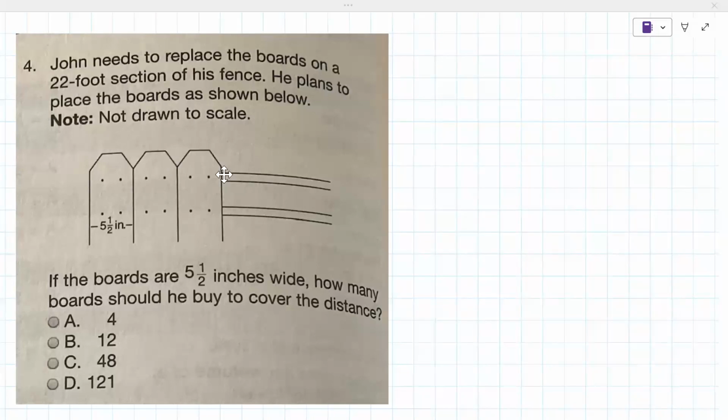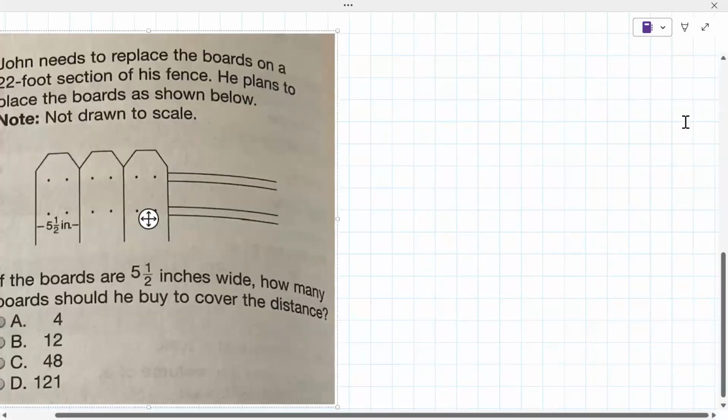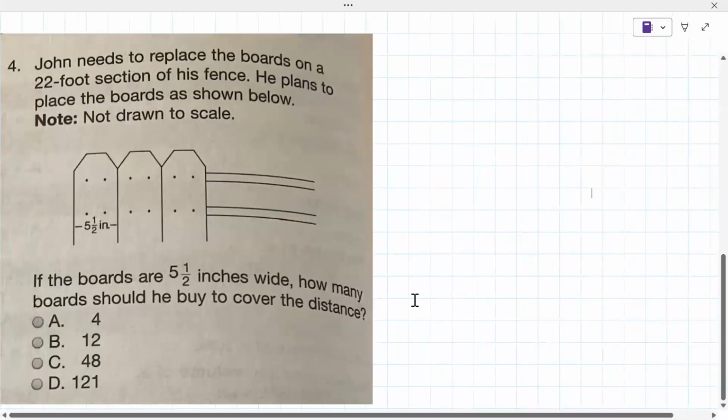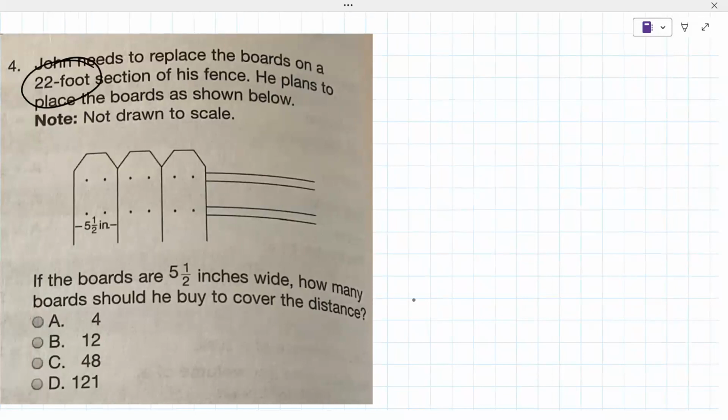John needs to replace the boards on a 22-foot section of his fence. He plans to place the boards as shown below. If the boards are 5 1/2 inches wide, how many boards should he buy to cover the distance? Okay. Very good. So a couple of important numbers here: 22 feet and 5.5 inches wide.